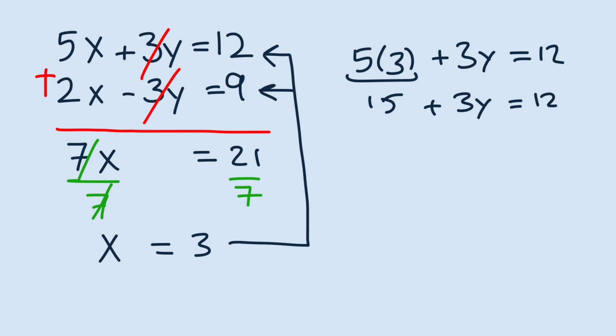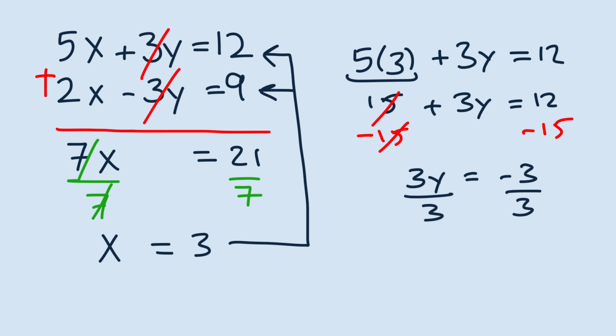Now I have to subtract 15 from both sides. These will cancel out. So we have 3y equals negative 3. Dividing both sides by 3, these will cancel out. So y equals negative 1. So the solution is (3, negative 1).